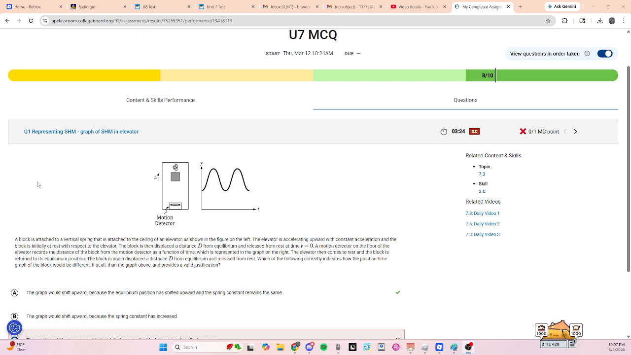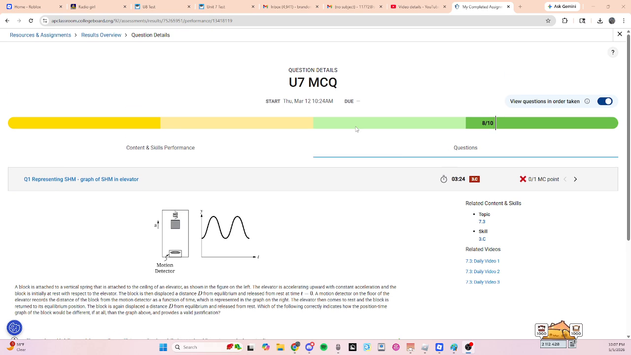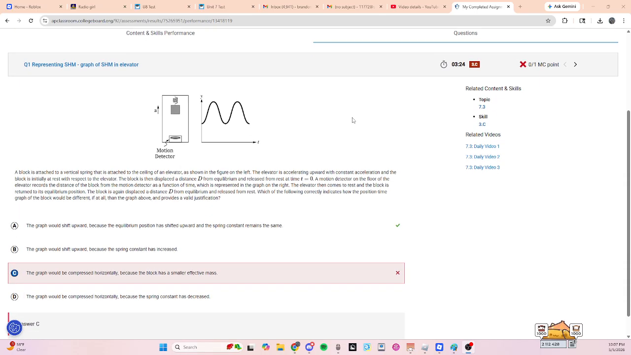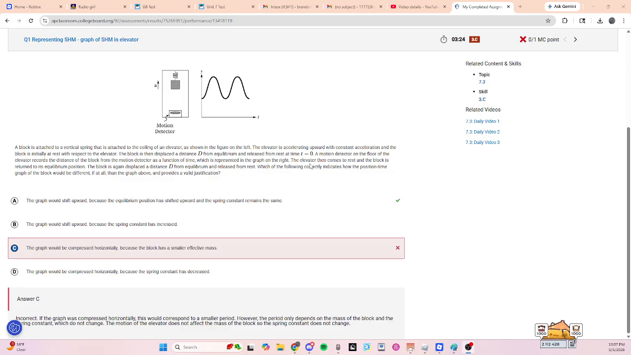Okay, hello. This is the Unit 7 MCQ test corrections. See, I got 8 out of 10 on this. This is one of the ones I got wrong.